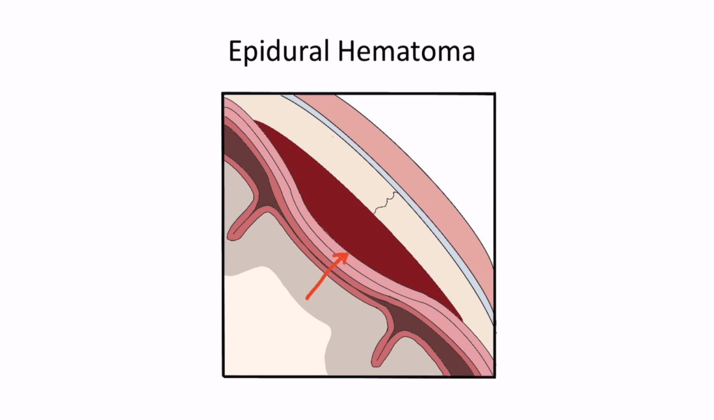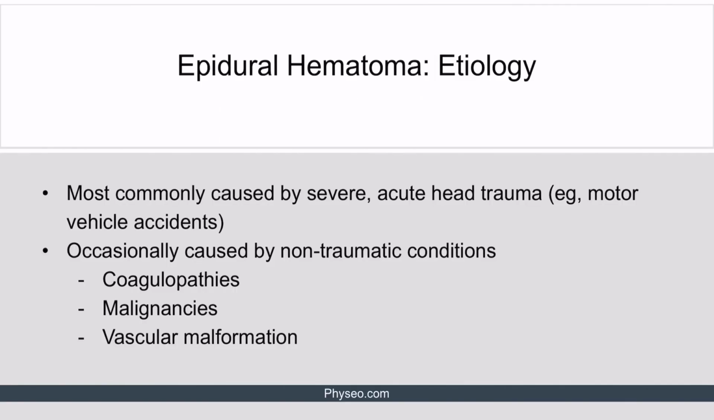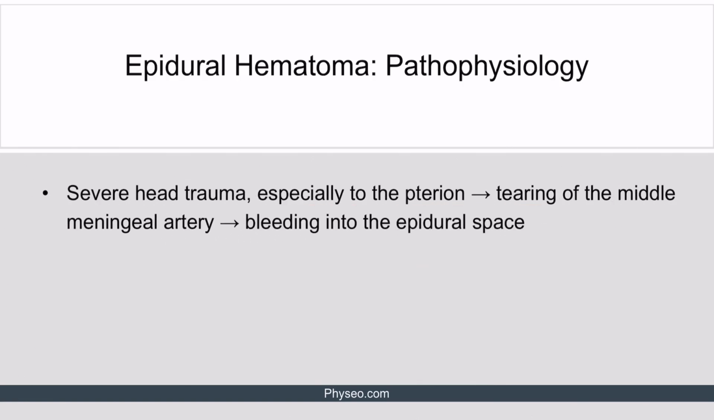The bleeding occurs superficial to the dura, which I am labeling here, and deep to the periosteum, which I am labeling here. Most epidural hematomas are caused by severe acute trauma to the head, for example, motor vehicle accidents. Occasionally, they can be caused by non-traumatic conditions such as coagulopathies, malignancies, and vascular malformations. As mentioned previously, severe head trauma is the most common cause of epidural hemorrhage, and it typically affects the terion.